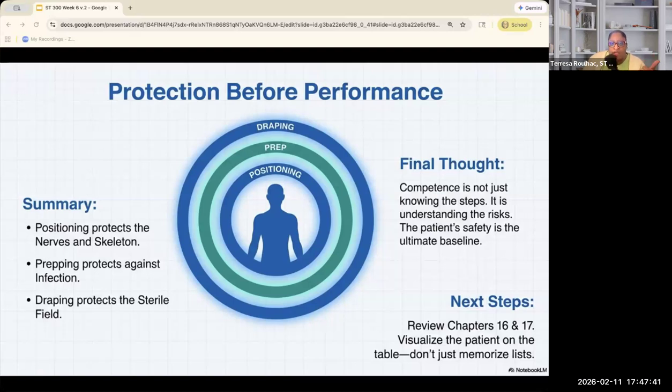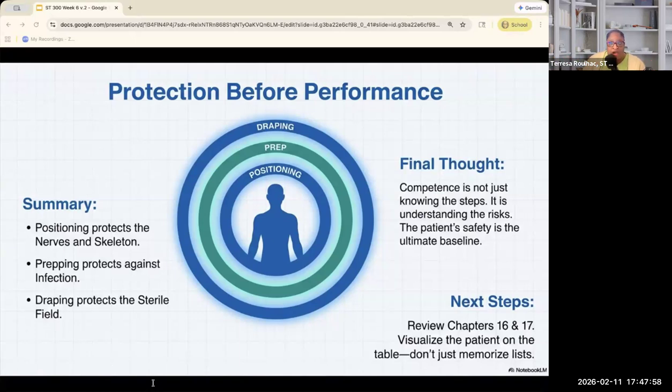We think about nerves, skeletal bones we're trying to protect. We're thinking about skin, tissue integrity. We are looking at the sterile field and reducing any potential for a surgical site infection to occur.